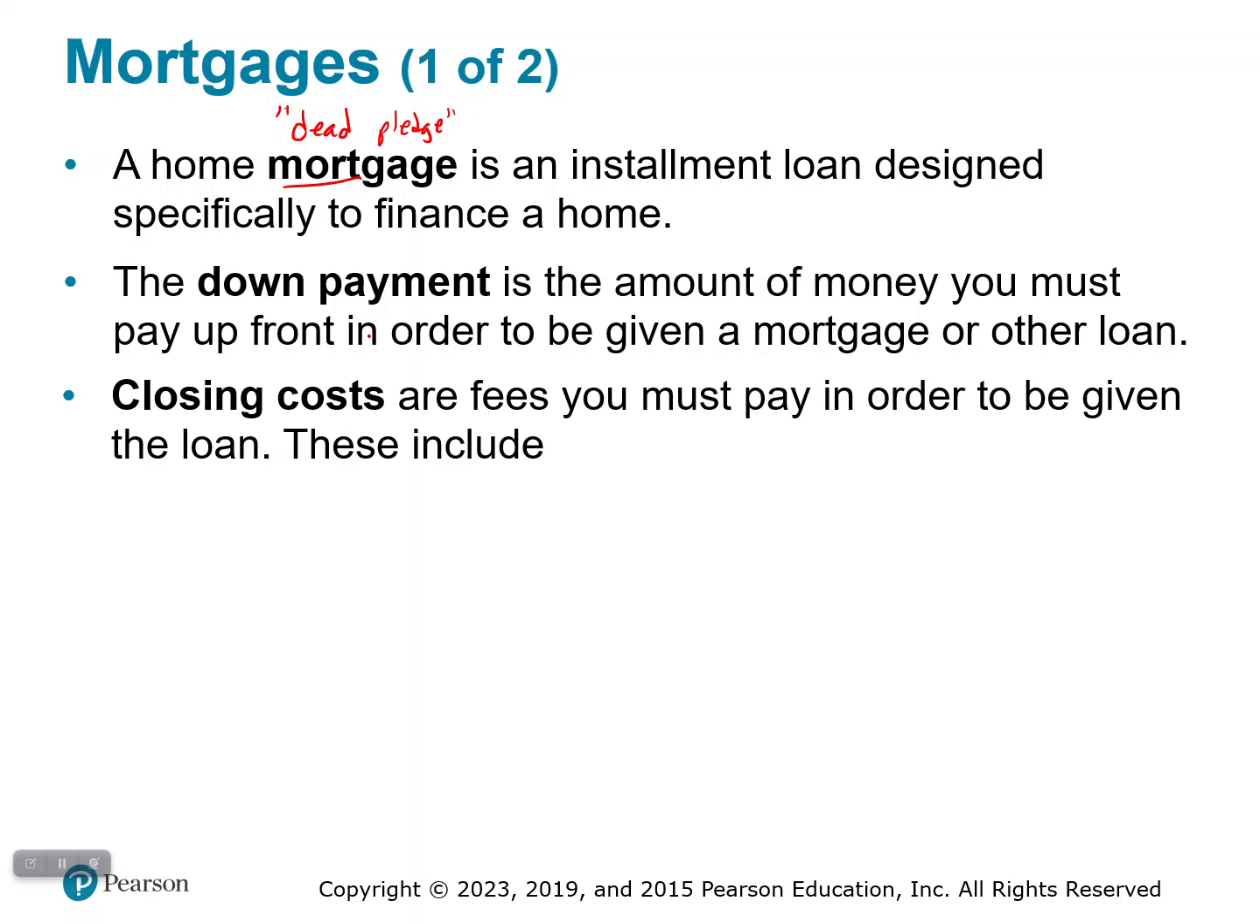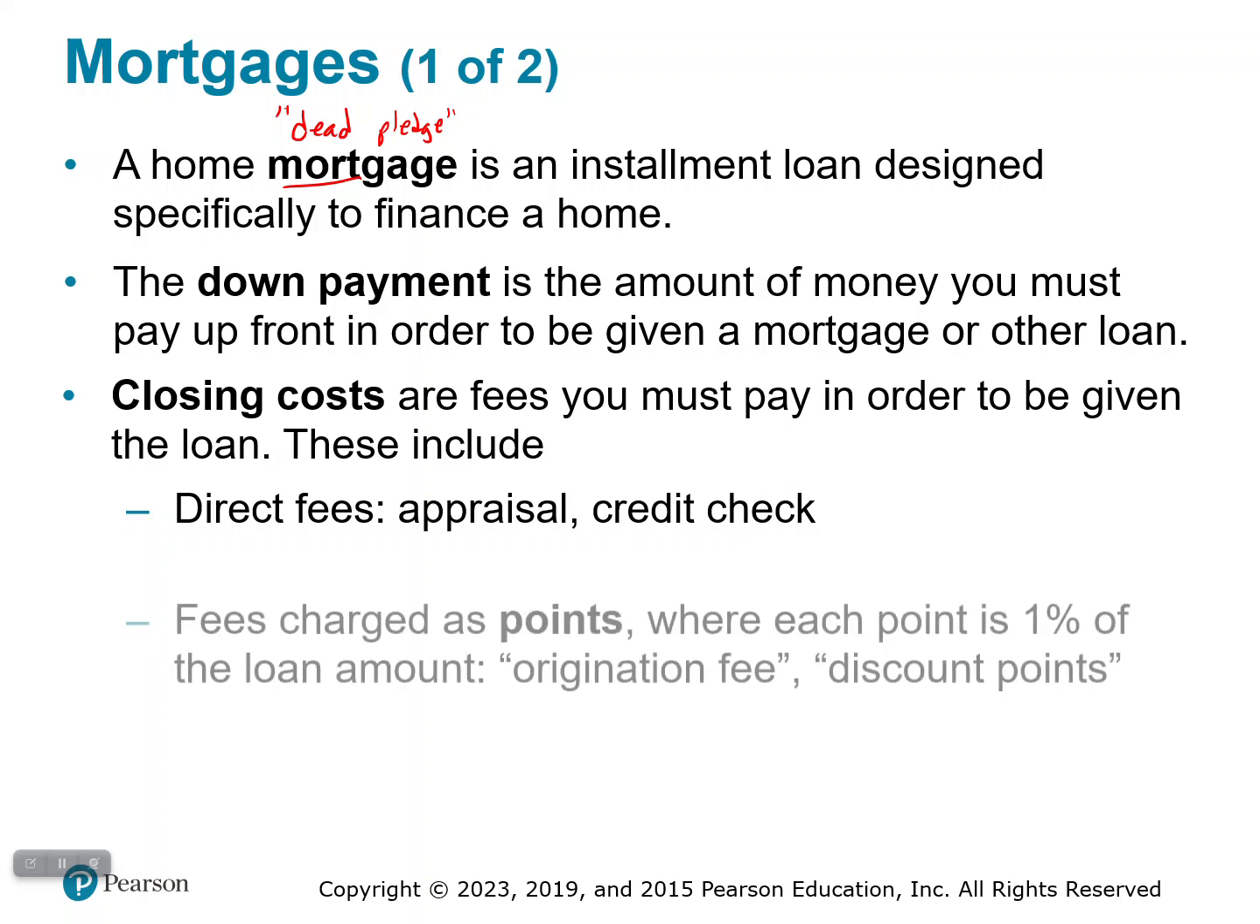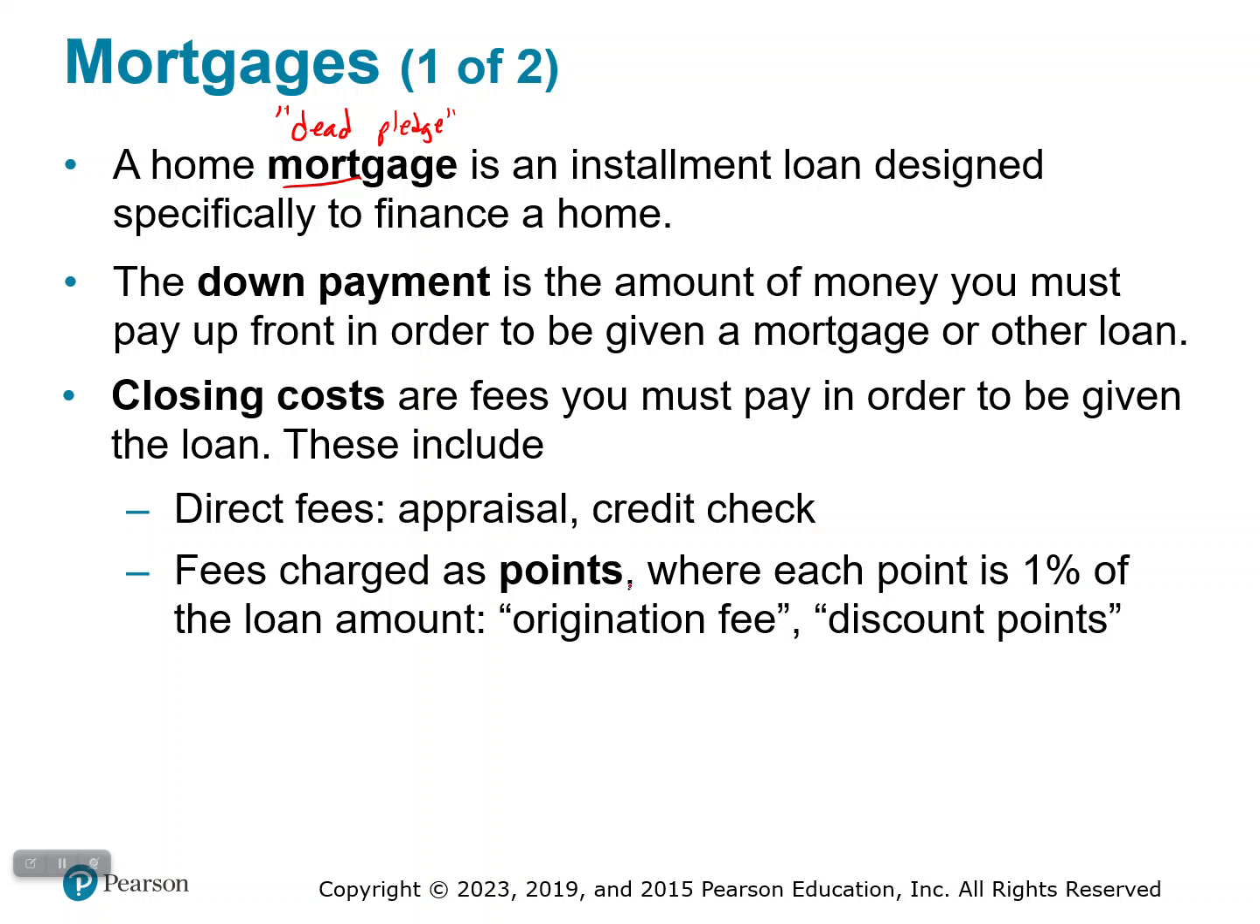Now, along with a mortgage, you'll have your down payments. You have to have money ahead of time. And then you have closing costs, and that's extra fees, right? So you have to have some money so you can say, hey, look, I got some money. Will you give me more? And they say, yeah, sure, we'll give you more, but you have to pay us before we'll give it to you. Those are the closing costs. And there could be direct fees like getting the house appraised, a credit check to make sure you're worthy of their loan, or fees charged as points. Each point is 1% of the loan amount. It might also be called an origination fee. It might be called discount points. But when it comes to mortgages, points are percentage points.